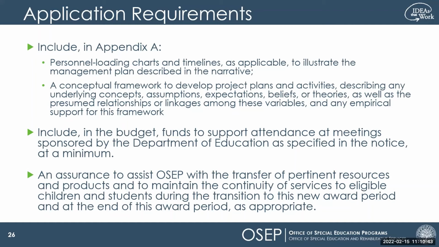Appendix A should also include in the budget funds to support attendance at meetings sponsored by the Department of Education as specified in the notice at a minimum. This includes a kickoff meeting, an annual project directors conference, and other meetings identified in the notice. The application must also include an assurance to assist OSEP with the transfer of pertinent resources and products and to maintain the continuity of services to eligible children and students during the transition to this new award period and at the end of this award period as appropriate.